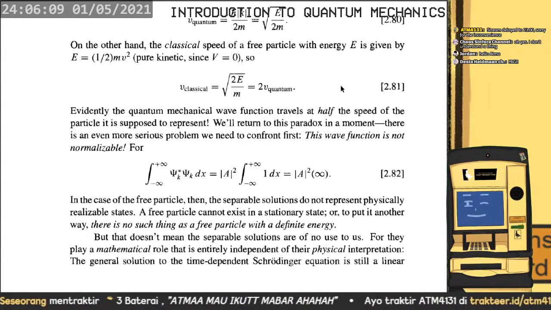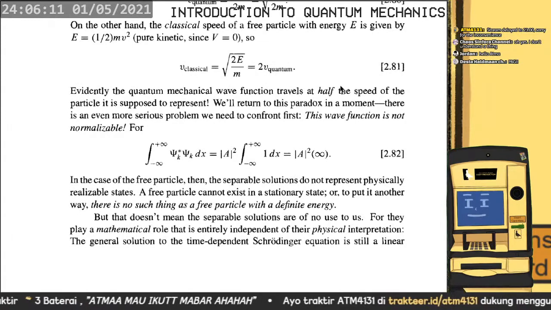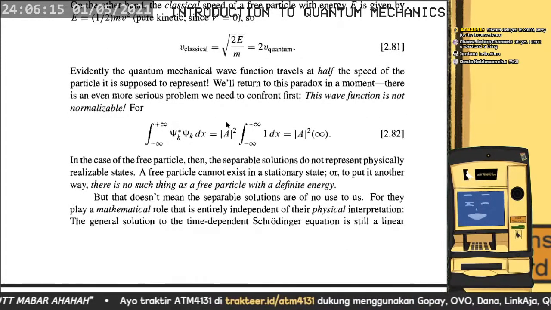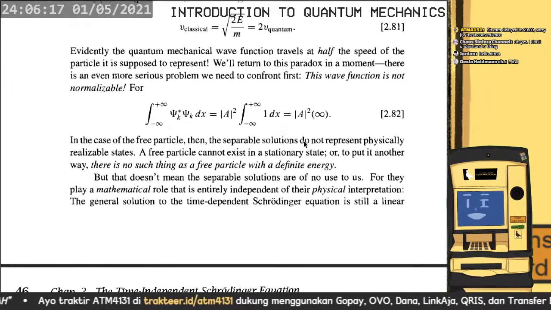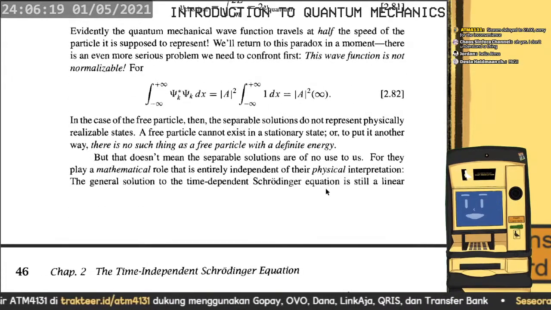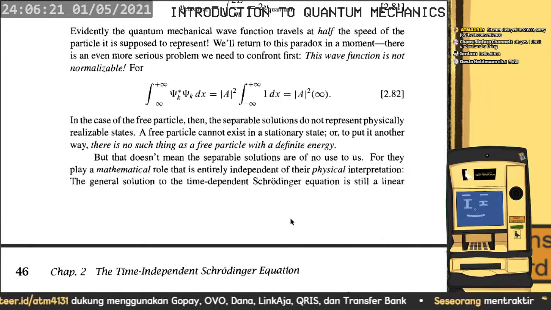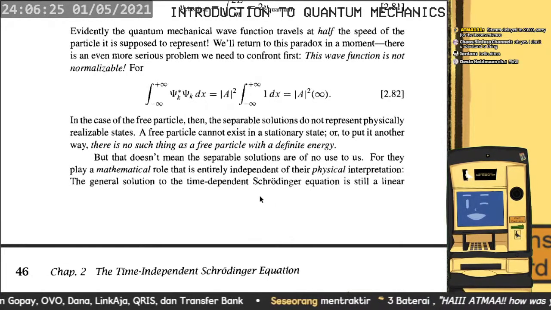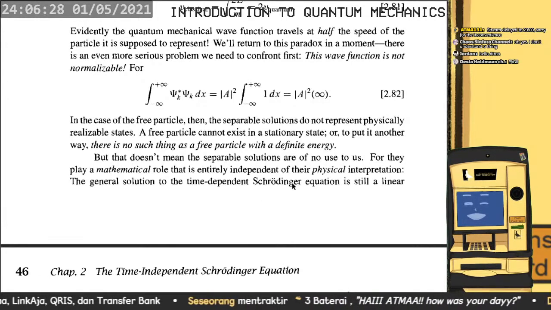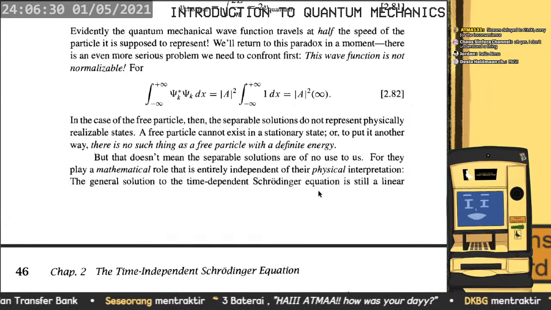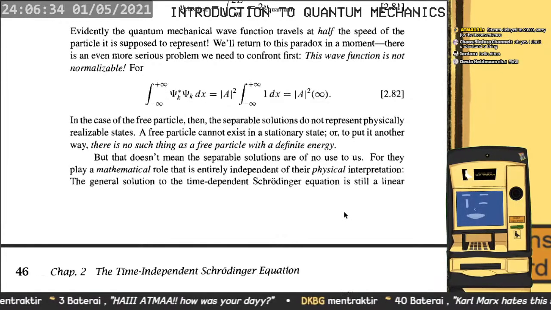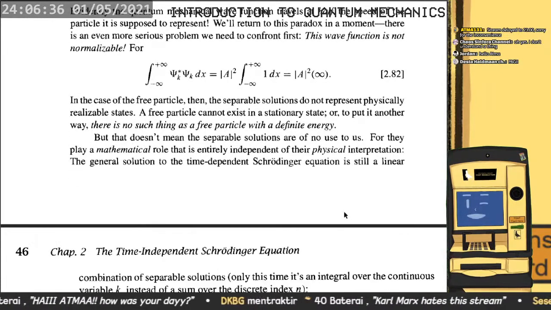There is an even more serious problem we need to confront first. This wave function is not normalizable. In the case of a free particle, the separable solutions do not represent physically realizable states. A free particle cannot exist in a stationary state, or to put it another way, there is no such thing as a free particle with a definite energy.